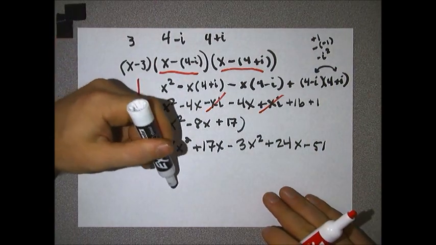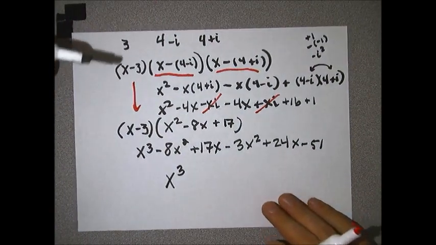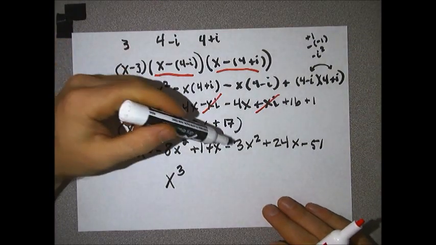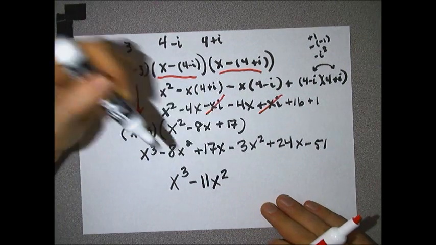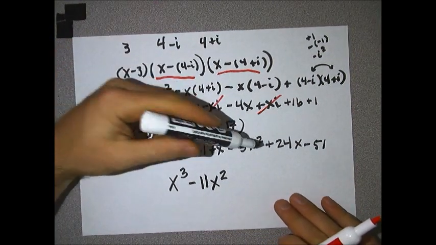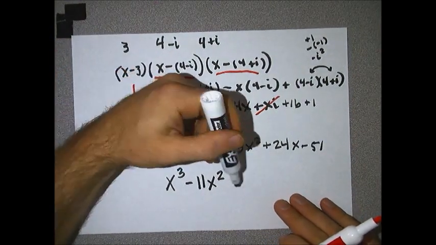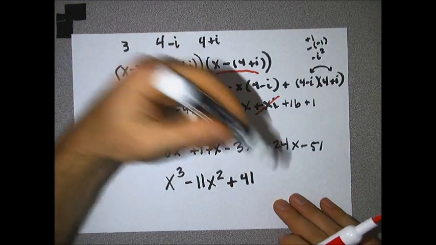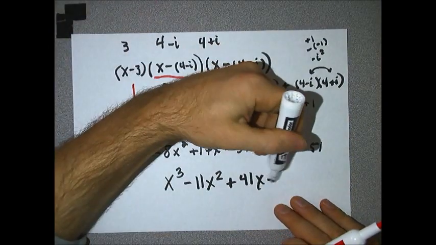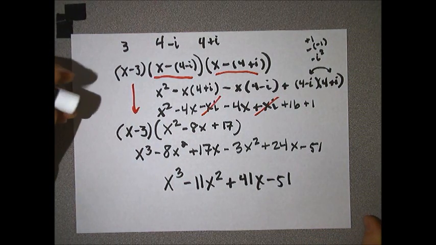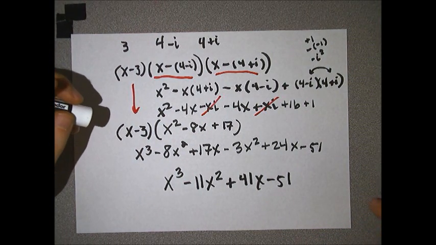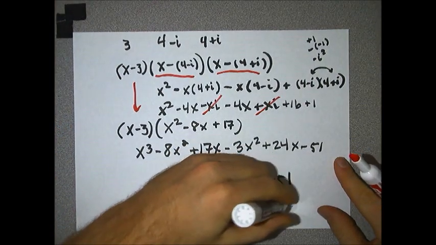Combine like terms, x to the third. What else do we have? Negative 8x squared, negative 3x squared is negative 11x squared. 17x and 24x is 41x, minus 51. So that's our actual equation. Is that what you guys got? Yes? Okay. So that's our equation.